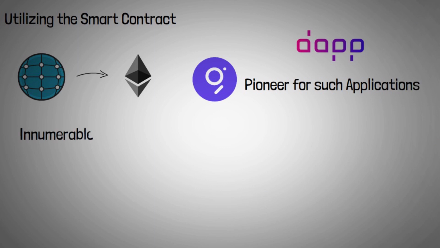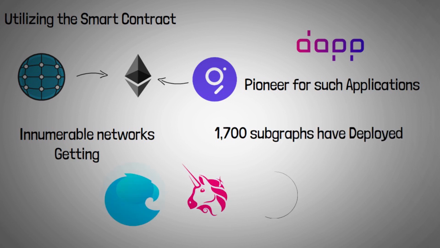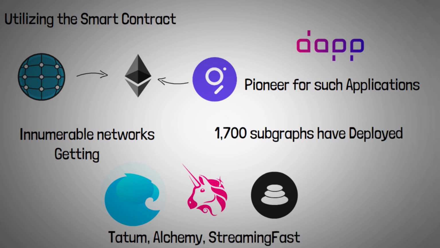With innumerable networks getting added to the list, the Graph currently supports indexing data from Ethereum and IPFS. To date, 1,700 subgraphs have been deployed for dApps like Aragon, Uniswap, Balancer, Gnosis, LivePeer, and Decentraland. The Graph's top competitors include Tatum, Alchemy, Streaming Fast, and QEdit.